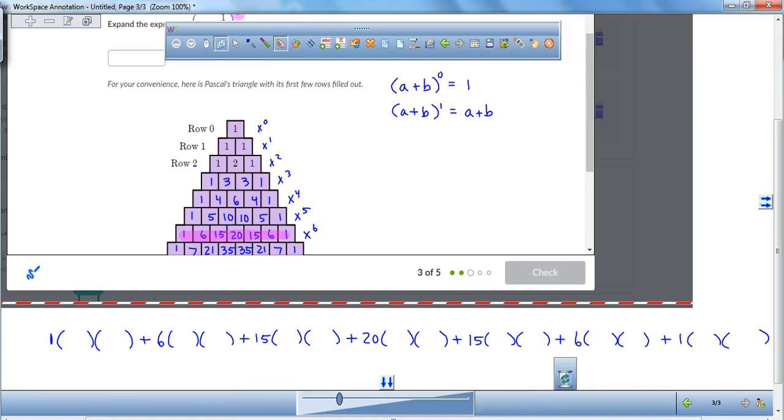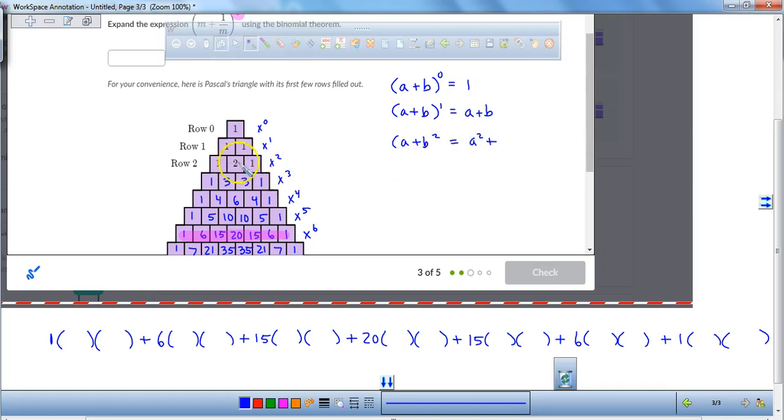All right, so let's see if this makes sense. If I have A plus B squared, then that's going to be A squared plus 2AB plus B squared. Even though you can't see it, that's a 1, a 2, and a 1. Now here's where it gets fun.